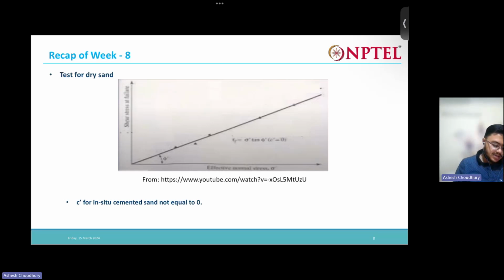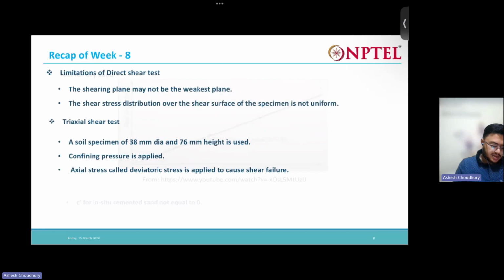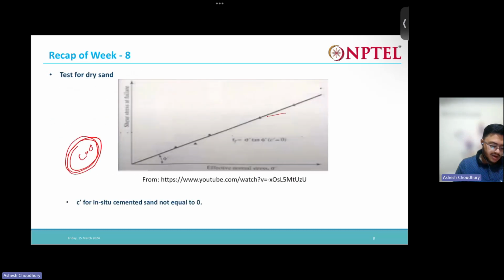For a dry sand you can see that C is 0, and we are getting some phi value. We will definitely have some phi value, but C is coming as 0. So that is what it is. For in situ cemented sand, C is not equal to 0. This is one fact that is given, but generally for dry sand C is 0.